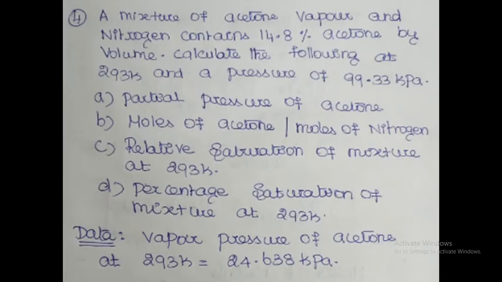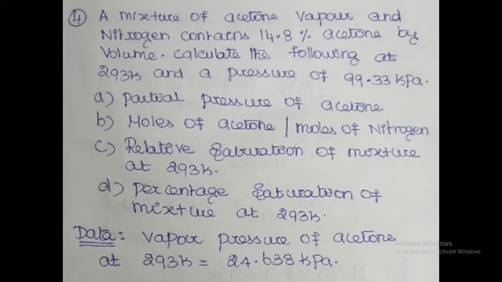Fourth problem: a mixture of acetone vapor and nitrogen contains 14.8% acetone by volume. Calculate the following at 293 Kelvin and a pressure of 99.33 kilopascal. First, the partial pressure of acetone, that is Pa. Second, moles of acetone per mole of nitrogen, that is the molar humidity, HM. Third, the relative saturation of the mixture at 293 Kelvin.